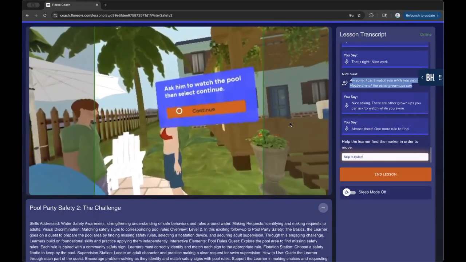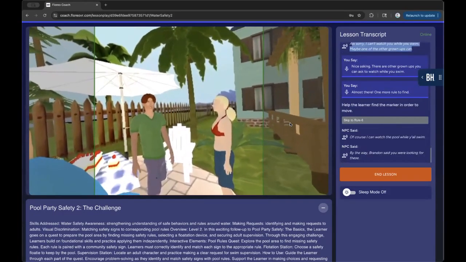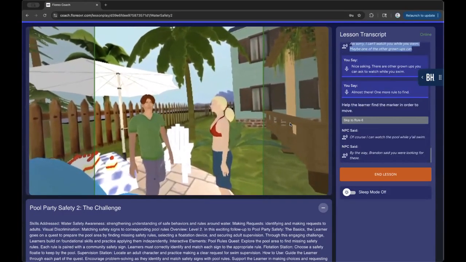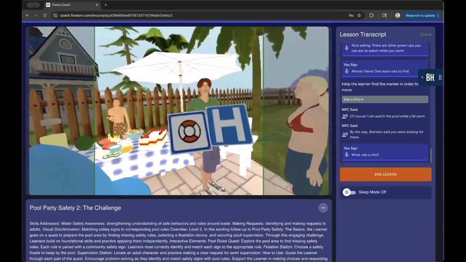Sir, could you please watch us while we're in the pool? Of course. I can watch the pool while y'all swim. By the way, Brandon said you were looking for these. Oh. How about that? The last of our rules.